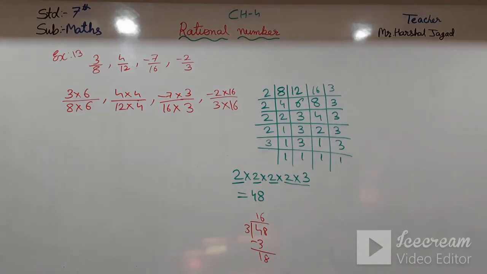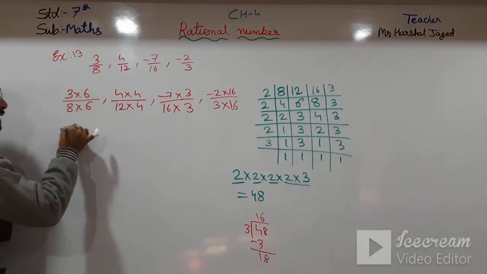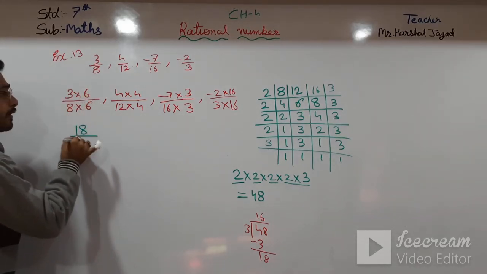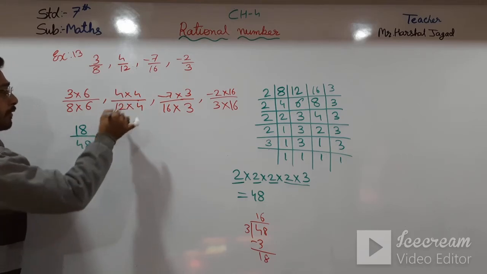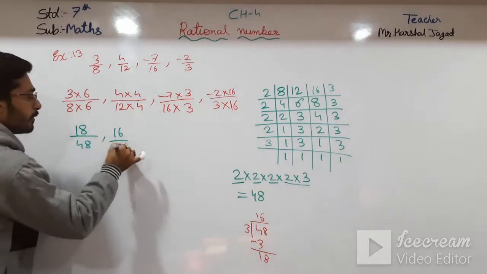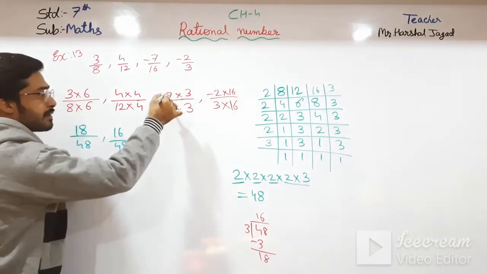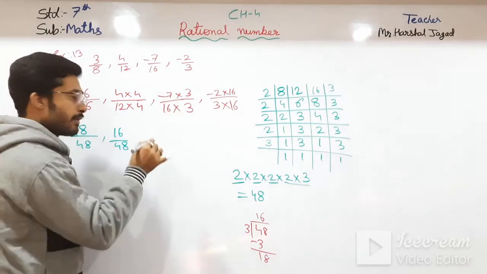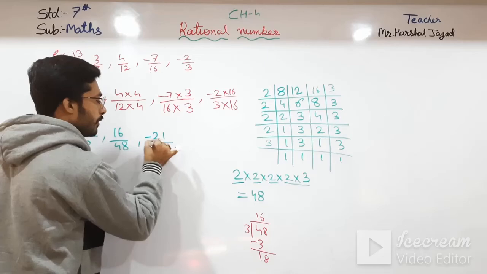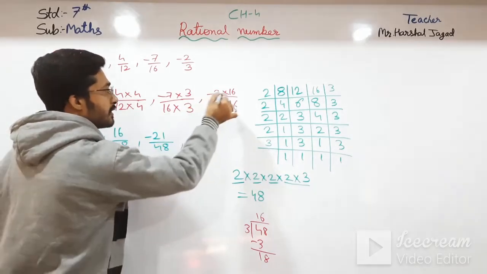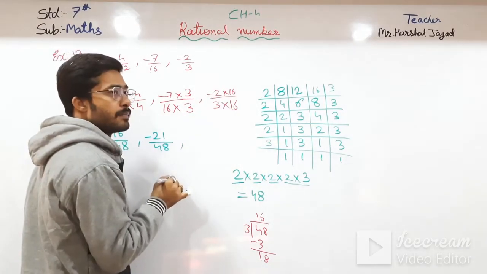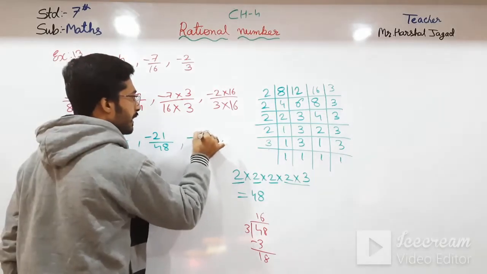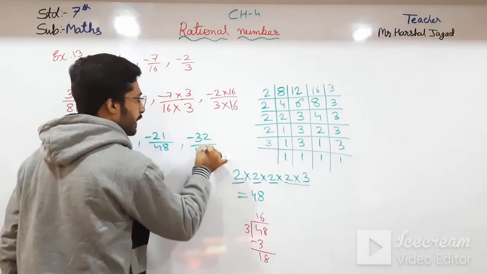Okay students, now 6 threes are 18 upon 48, 4 fours are 16 upon 48, minus 7 into 3, that is 7 threes are 21, minus 21 upon 48, 16 twos are 32, minus 32 upon 48.